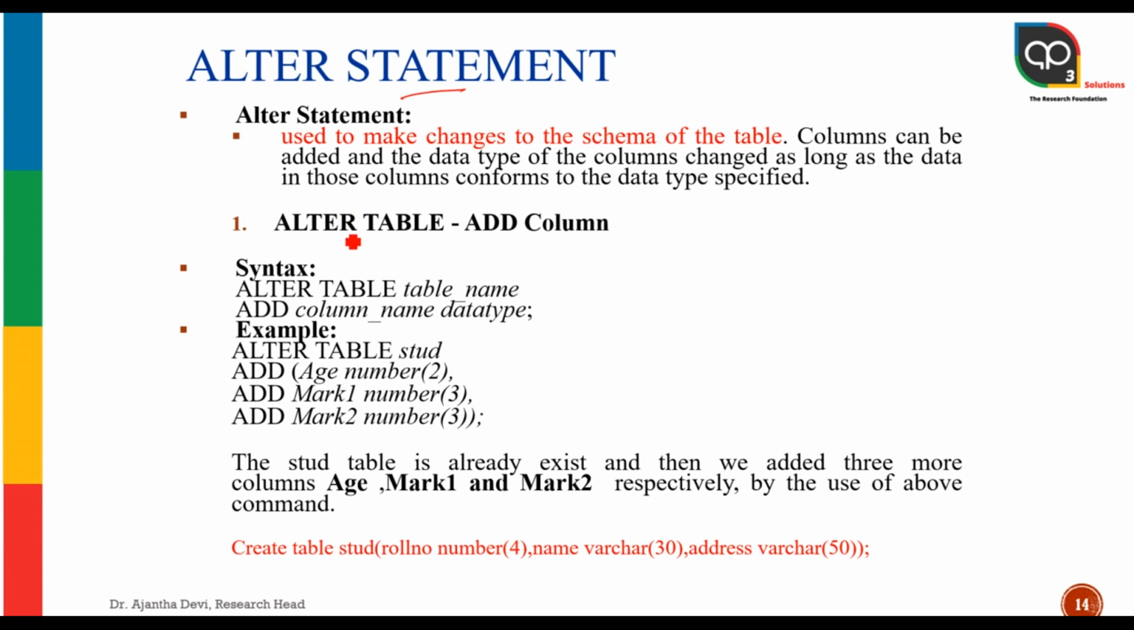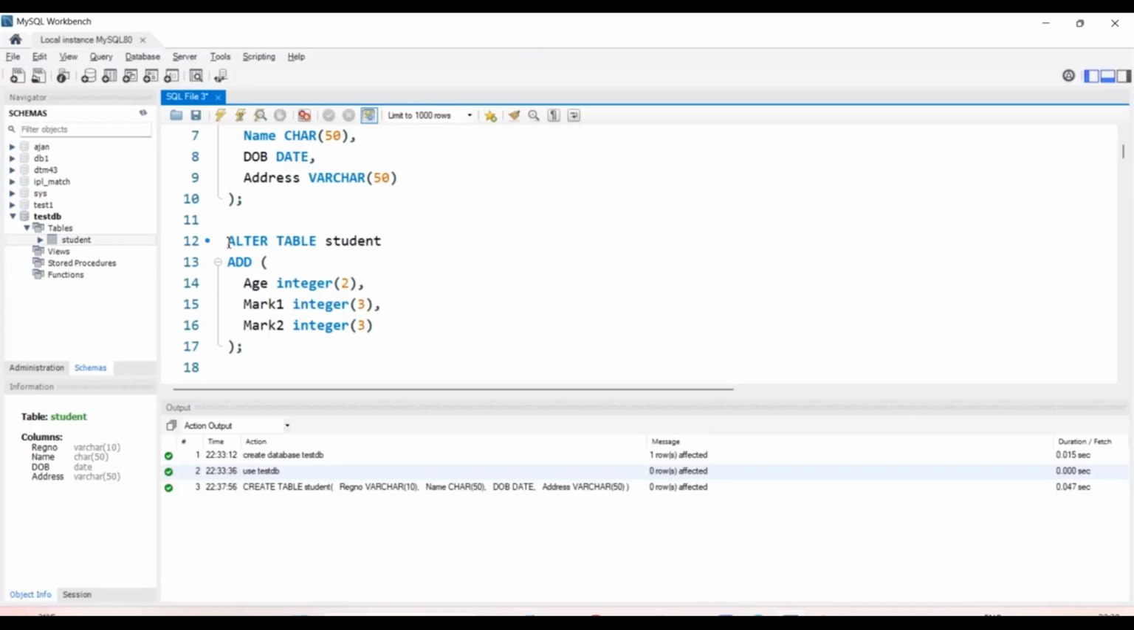Suppose we already have a table. Of course, previously we have just created student, and we want to add new data points like age or mark 1 and mark 2. And here is the exact syntax. Kindly just observe: alter table and the table name. Of course, our table name is student, and we want to add the columns and kindly specify the data types too. So see here, alter table, the table name is student, and I just want to add 3 columns.